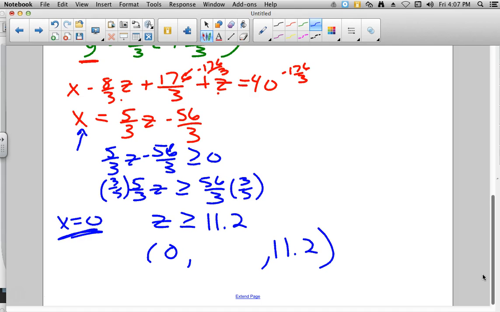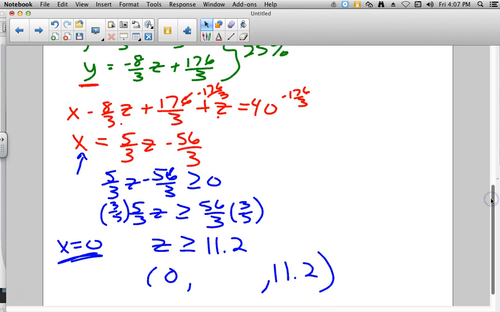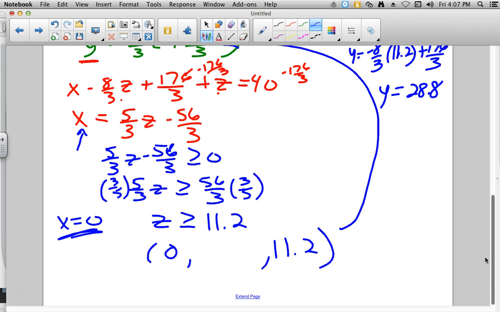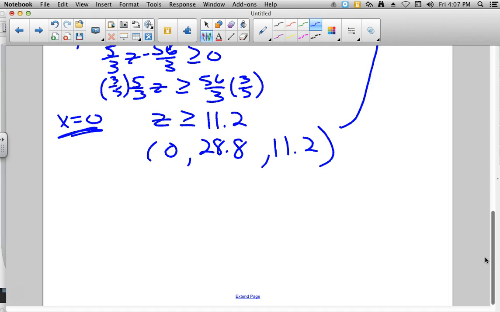So now we can go back and figure out what y is by putting our z value back here. And y will equal negative 8/3 times 11.2 plus 176 thirds. And that turns out to be that our y is going to give us 28.8. And that's the best we can do. That's putting in absolutely none of that 10% solution, which would actually make it weaker, not stronger. So that's where we would have to produce.